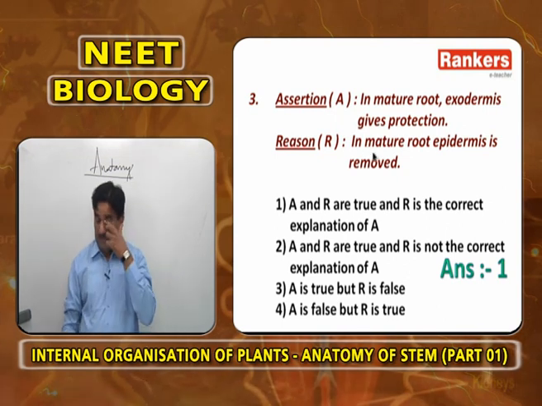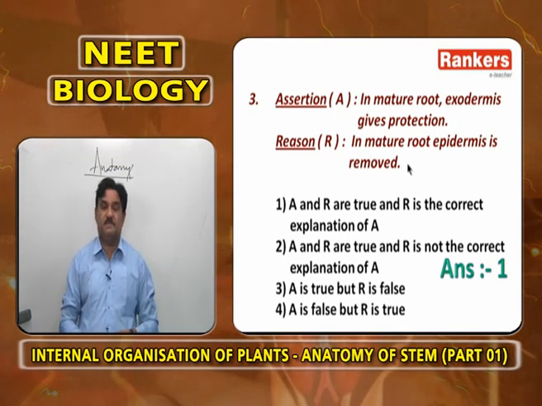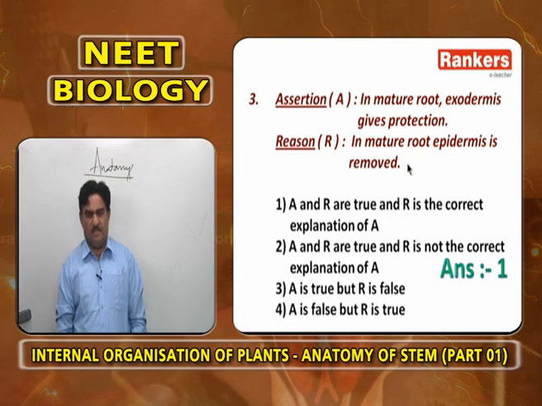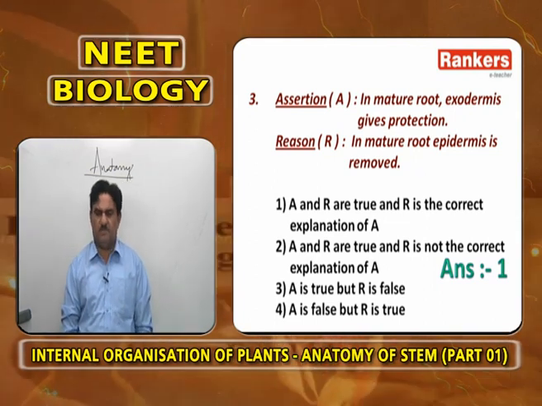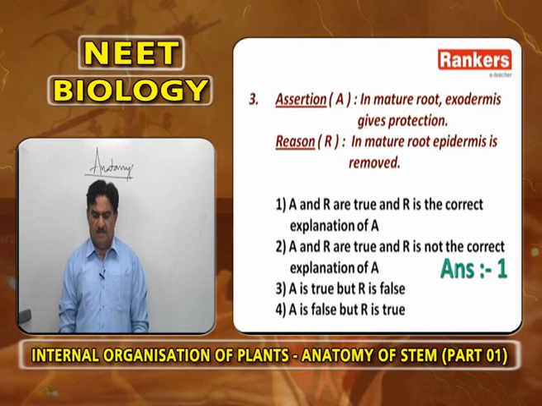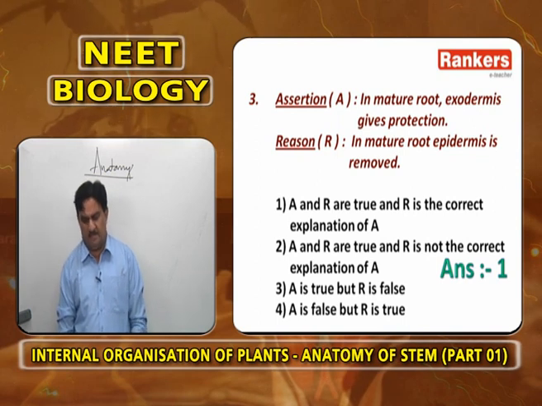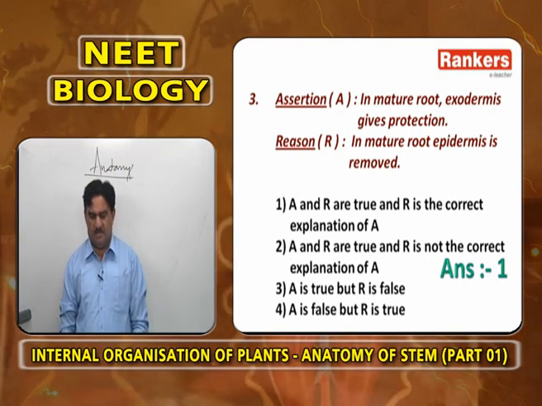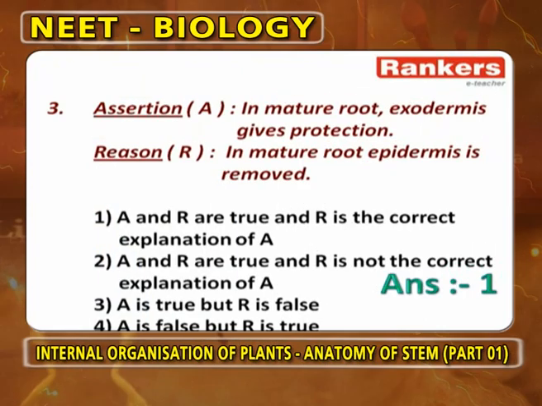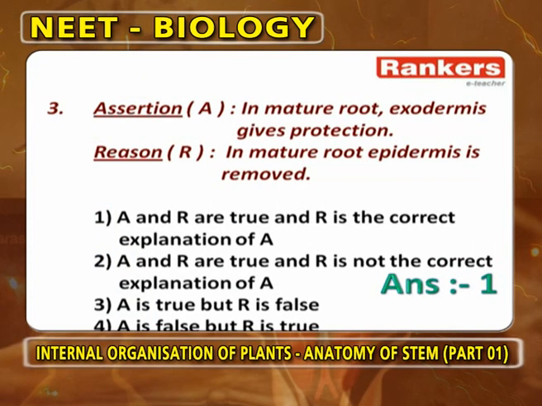Then the reason: in a mature root, epidermis is removed. Sometimes the epidermis is removed, and then the protection is given by exodermis. So, exodermis gives protection because in a mature root, the epidermis is removed. Both are linked with each other. So, A and R are true, and R is the correct explanation of A. Exodermis shows the chemical substance suberin. Suberized cells are present.